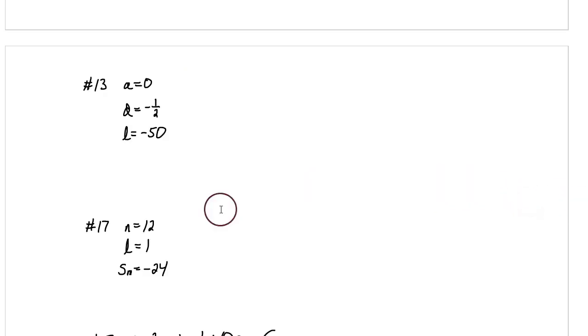Next, number 13. We're asked to find the sum of an arithmetic sequence where the first number is 0, the common difference is -1/2, and the last term is -50. We have a formula that involves finding the sum when you know the first and the last term. It looks like this. But we don't know the value of n, and without a number to plug in here, we cannot find the sum. So we need to find the value of n.